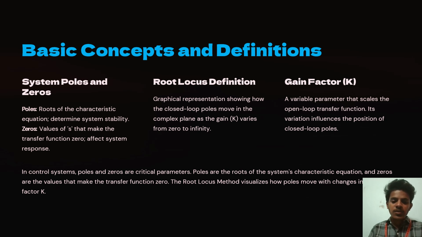In control systems, poles and zeros are critical parameters. Poles are the roots of the system's characteristic equation, and zeros are the values that make the transfer function zero. The root locus method visualizes how poles move with changes in factor k.